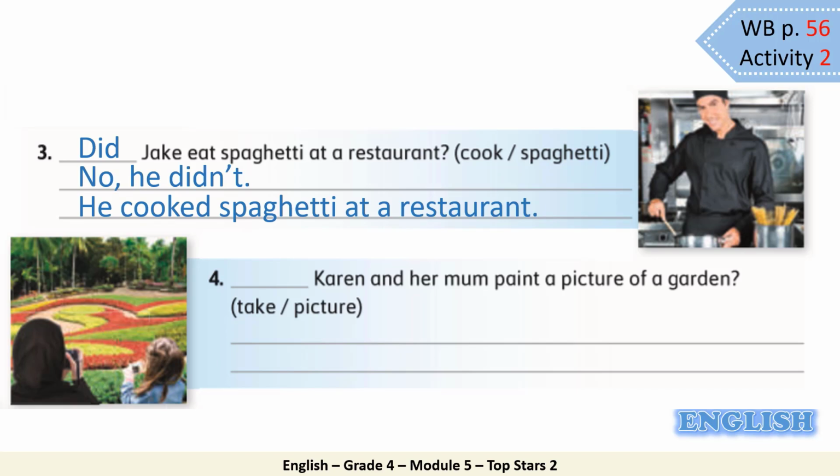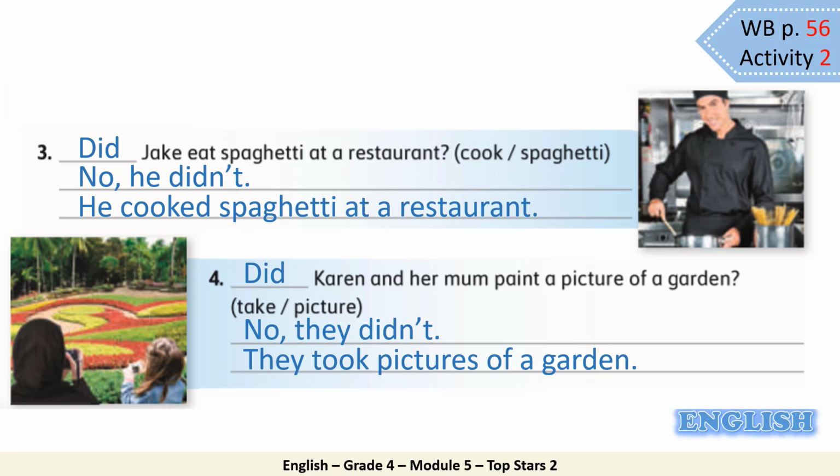Number 4. Did Karen and her mom paint a picture of a garden? Look at the picture. No, they didn't. Then what did they do? They took pictures of a garden. Good job, grade 4.